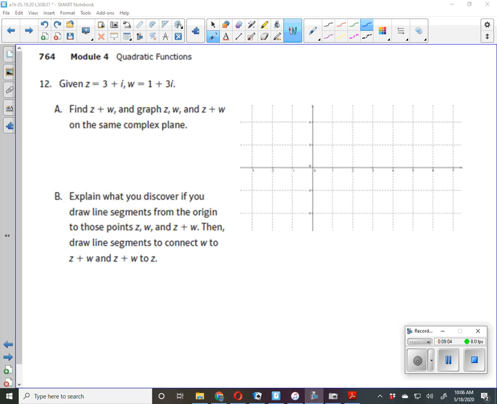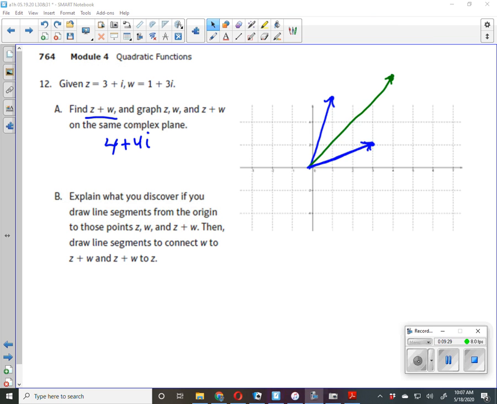Given 3i, or 3 plus i, and 1 plus 3i, so yes, they're asking us to add those and graph all three of them. So I'm going to go ahead and add. We can add those. That becomes 4 plus 4i. I'm going to pause it so we can graph.